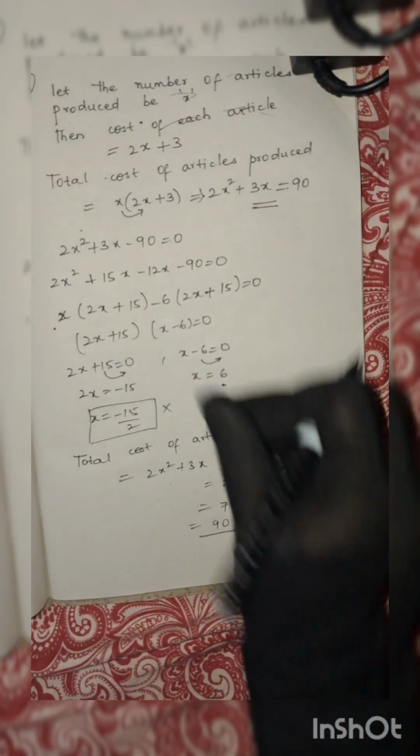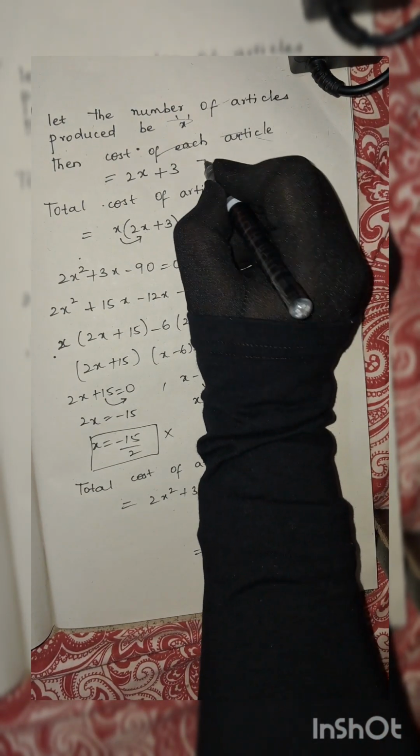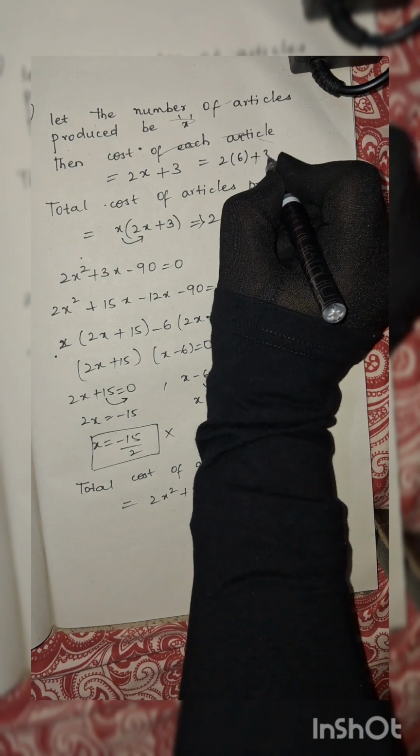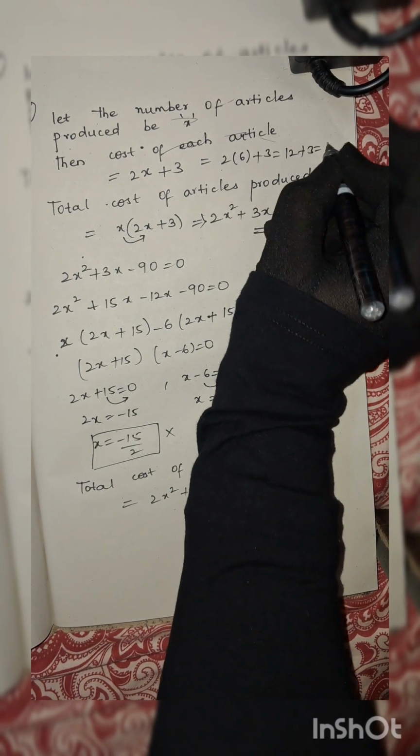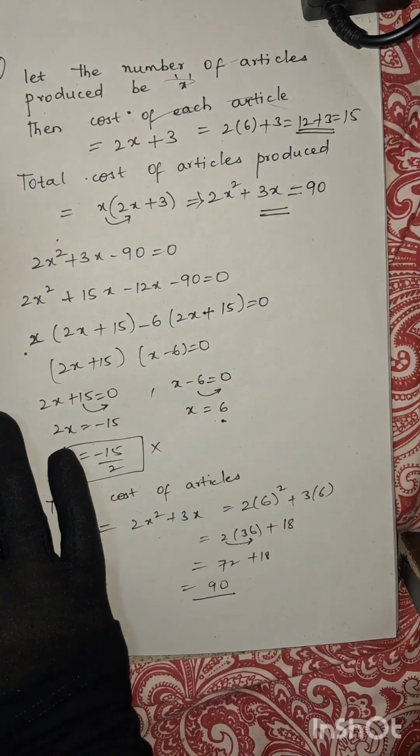The number of articles is 2x plus 3. So what is x here? 2 into 6 is 12, plus 3. So how many articles were produced on that day? 15. Last question.